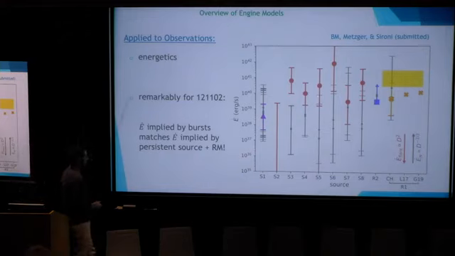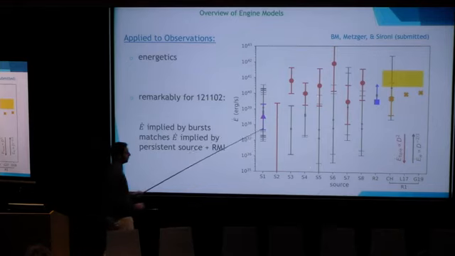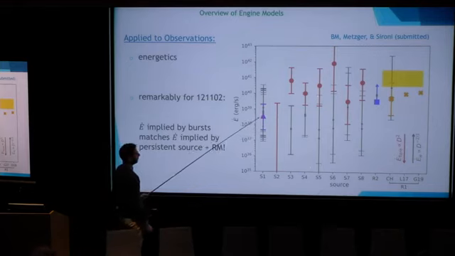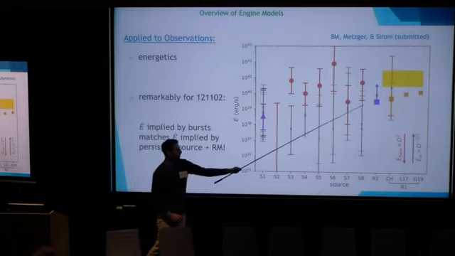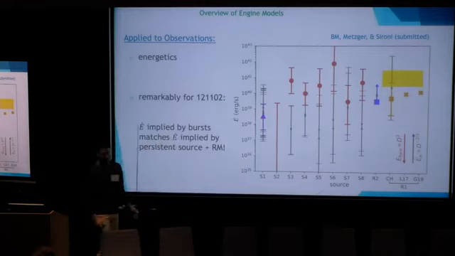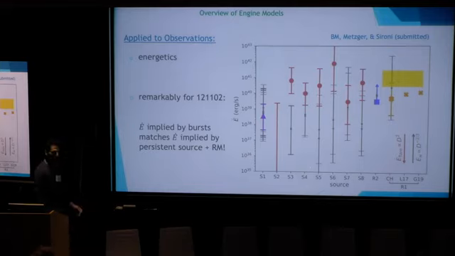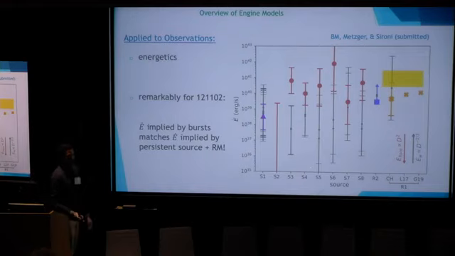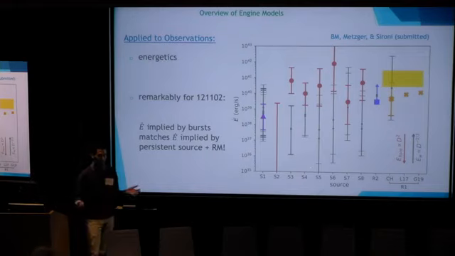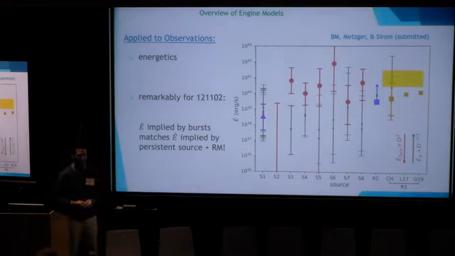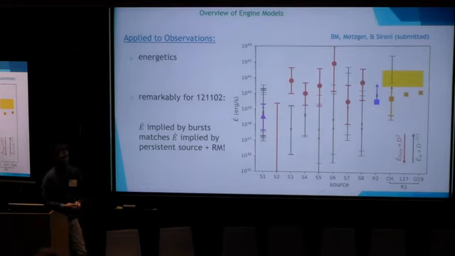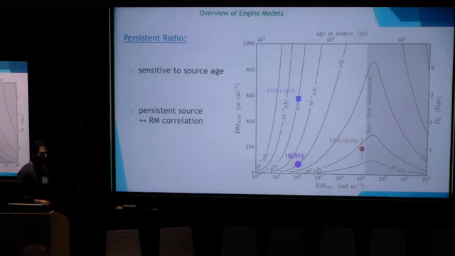Yeah, so I can mention that a bit in more detail. You see that the implied E dot for this new repeater is about an order of magnitude below the implied E dot for 121102. Now that doesn't seem like a lot, one order of magnitude, but one order of magnitude in E dot within our magnetar model is about a decade in age. And a decade in age is a significant reduction in the persistent source luminosity. And I'll show that a bit later in the slide. And so it is in line with that. And actually, this is the next slide. So this is showing that.